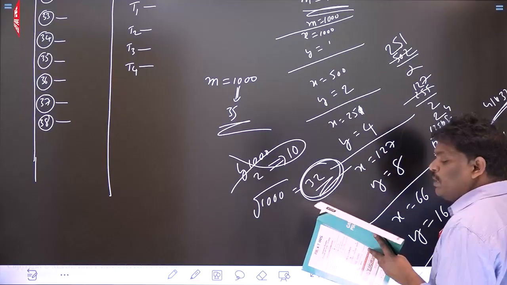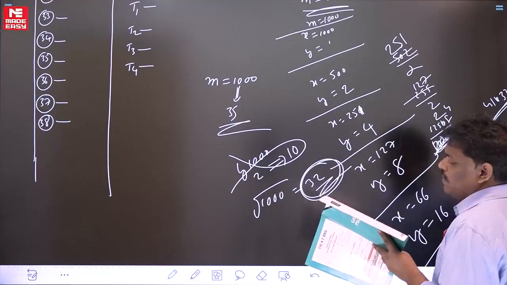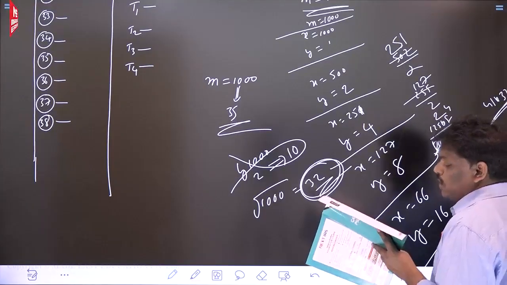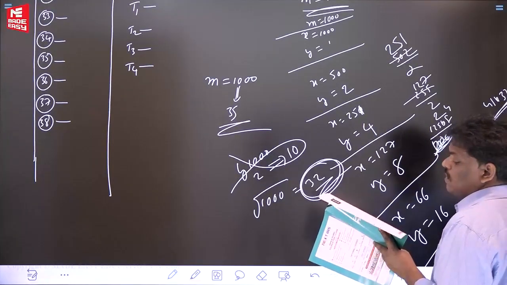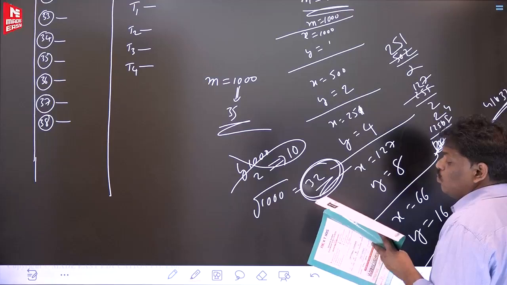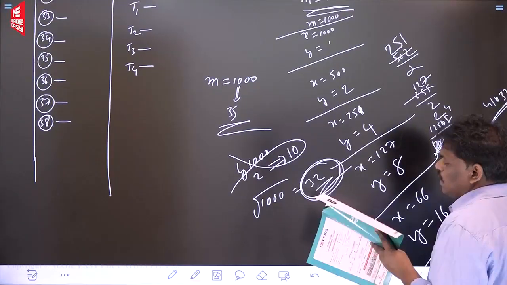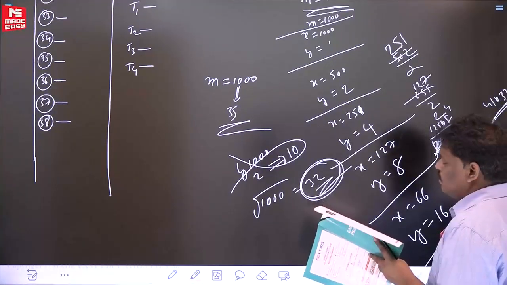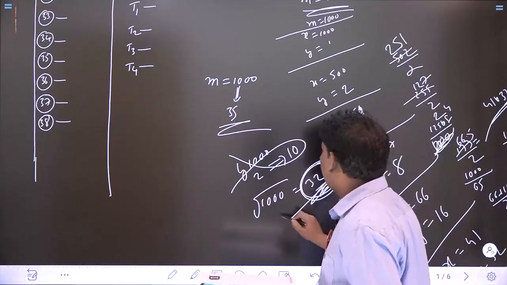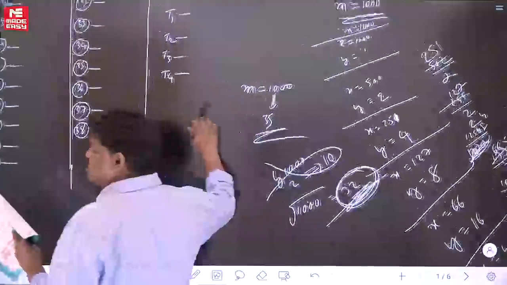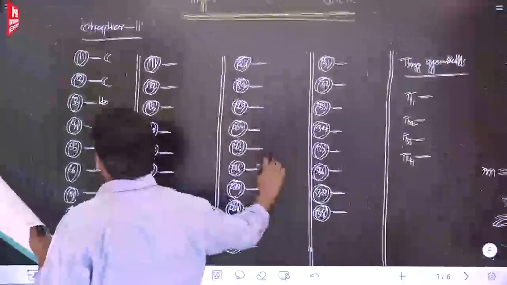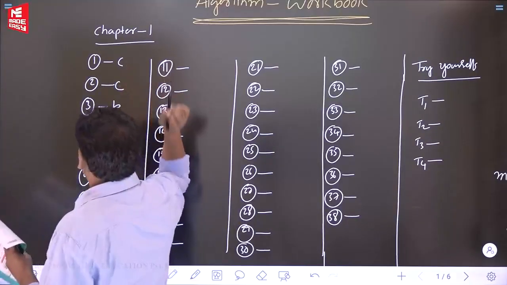What about the other option? m square, with 1000 given. The x value is not 1000 square. Next one is cube root of 1000, and the cube root of 1000 is only 10. So the closest answer is going to be root. For question number 1, what is the answer? C will be the answer.